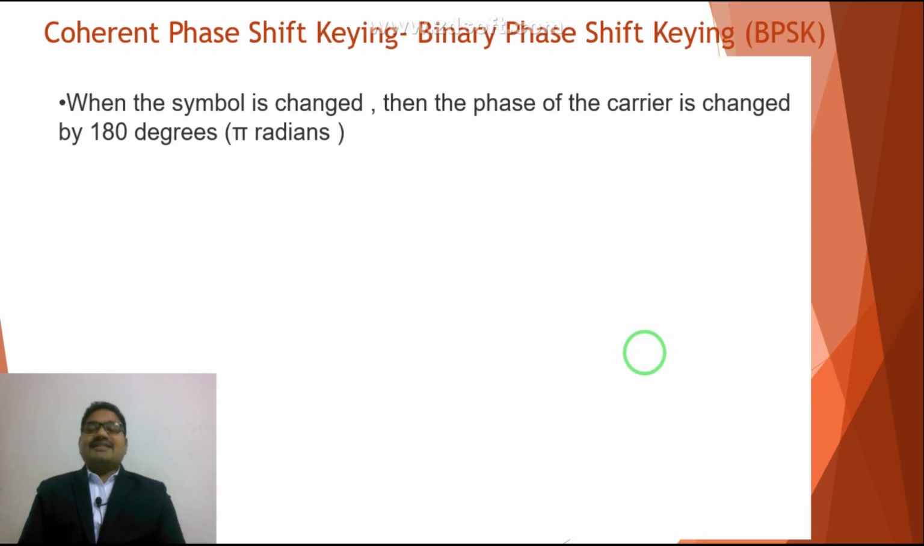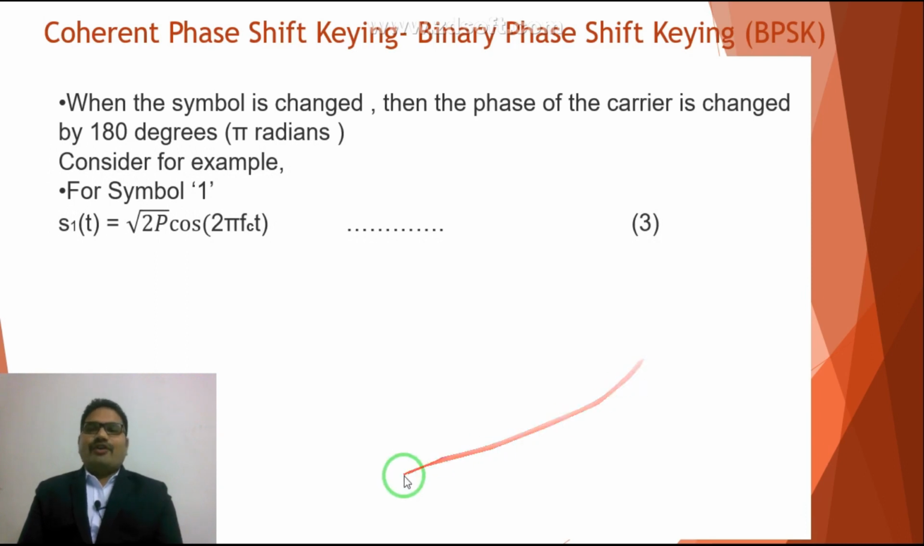When the symbol is changed, the phase of the carrier is changed by pi radians. So consider, for example, for symbol 1, S1 of t equals square root of 2P cos 2 pi fc t, where fc is the carrier frequency. So this is for symbol 1.